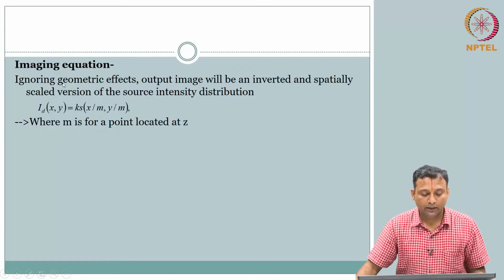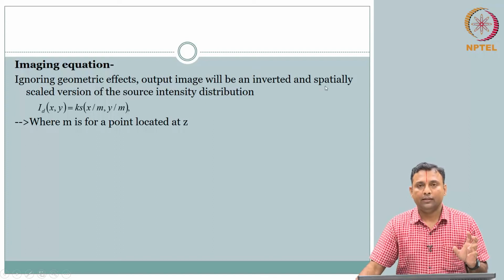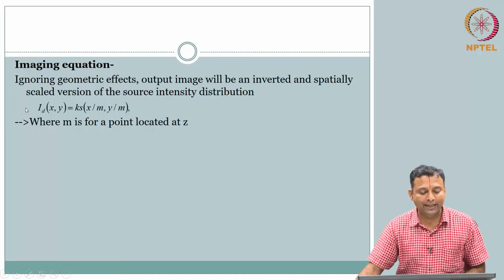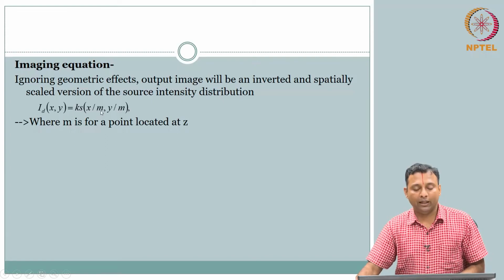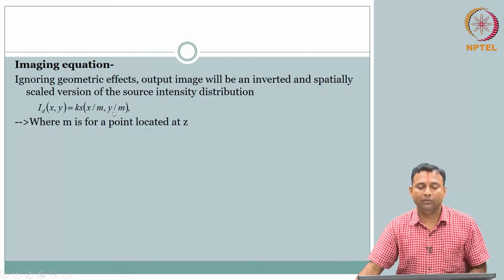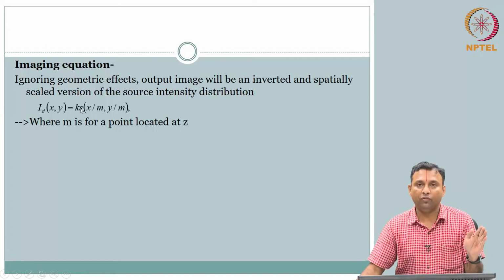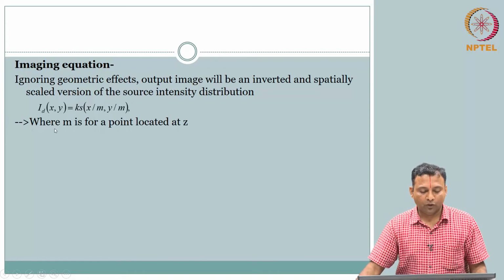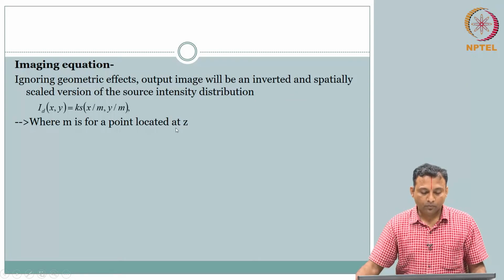First, ignoring other geometric effects, we already see it is an inverted, spatially scaled version of your source intensity. That is what we saw. So you can write I D as an amplitude scaling K times your source, with this magnification incorporated: x by m and y by m. Nothing fancy, we have not incorporated the other effects that can be incorporated just because of the extended source idea. This is how your detector is incorporating that, where m is for the point located along z, wherever.